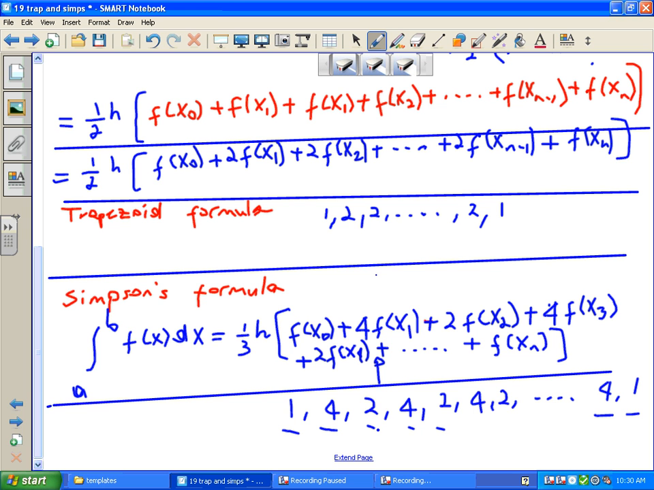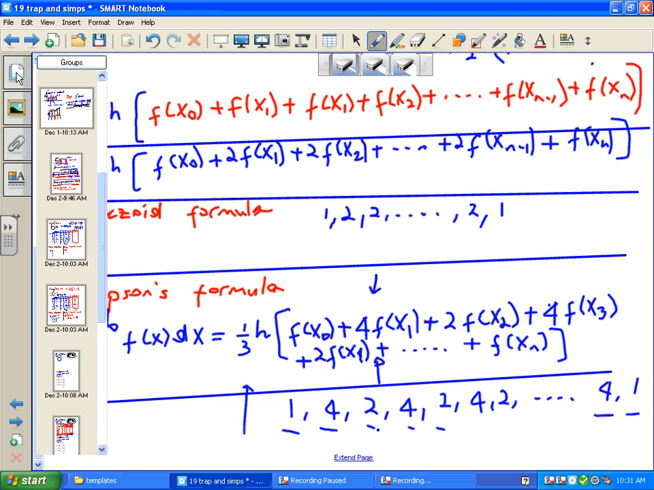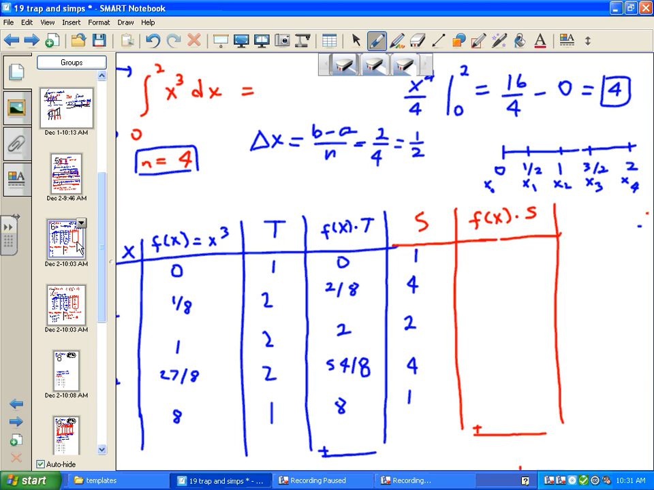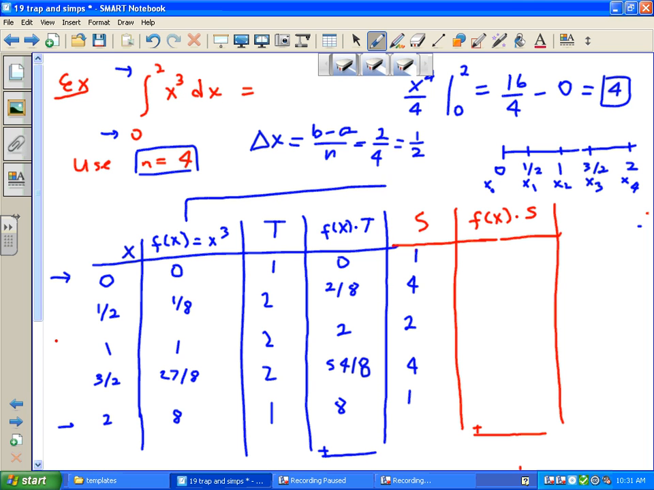And once again, if you look inside the formula, you will notice that we're multiplying the heights with these coefficients. And up front, there's a 1/3 times h for the Simpson's formula. Up front, there's 1/2 times h for the trapezoid formula. So let's fill the next column then in our problem. Now we're going to do f of x times s. So I'm going to multiply this column with this column and write the entries in the last column.